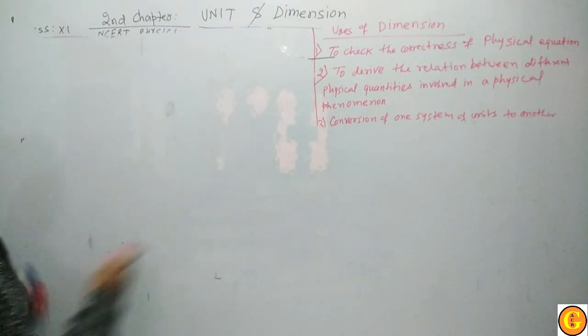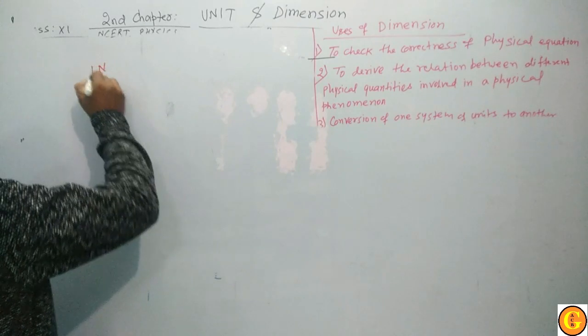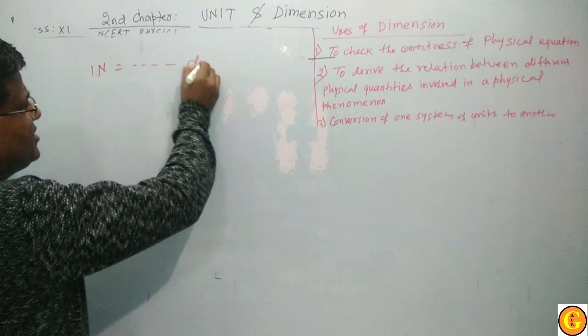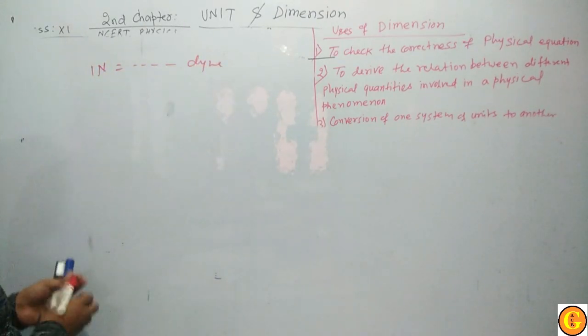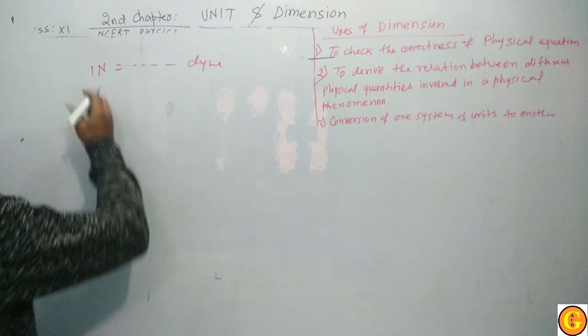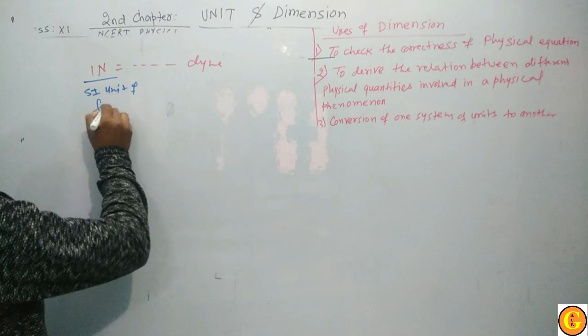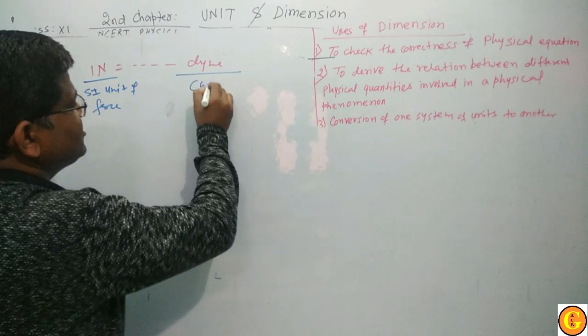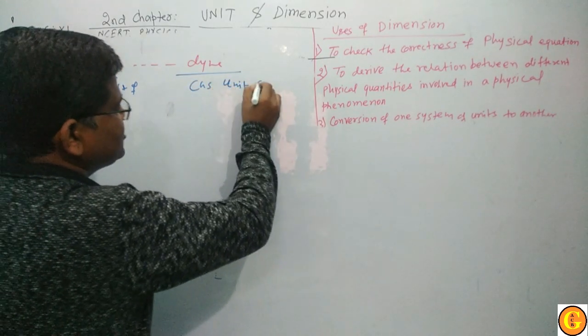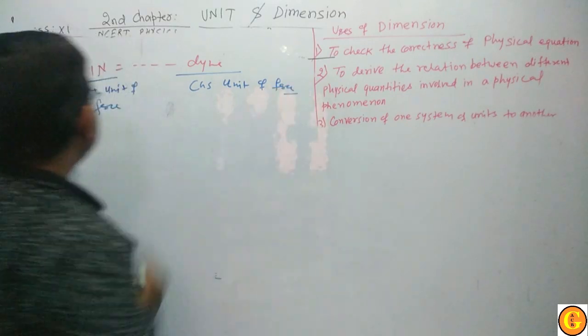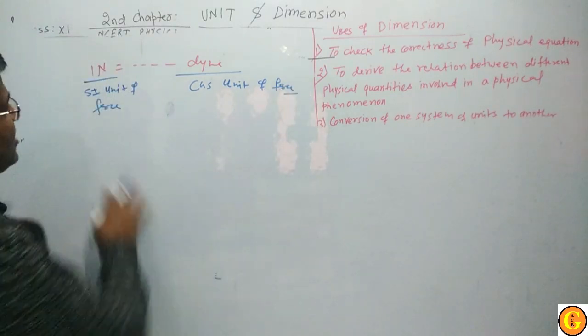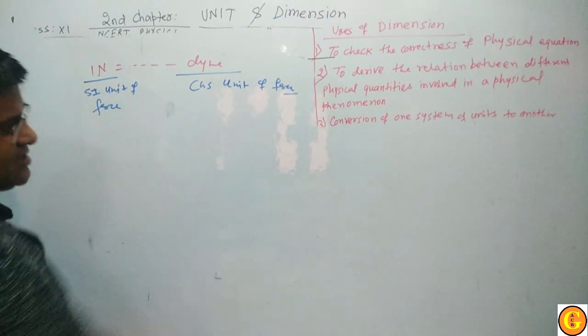conversion. Suppose that you want to convert 1 Newton, meaning how many times? Newton is the SI unit of force. This is the SI unit of force, and this is the CGS unit of force. I want to convert SI to CGS.